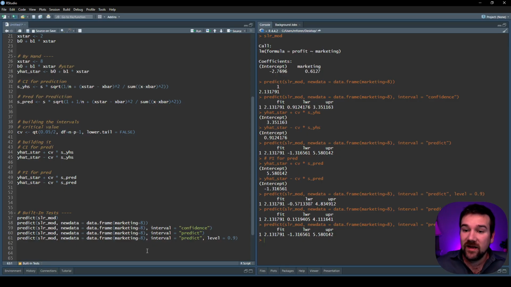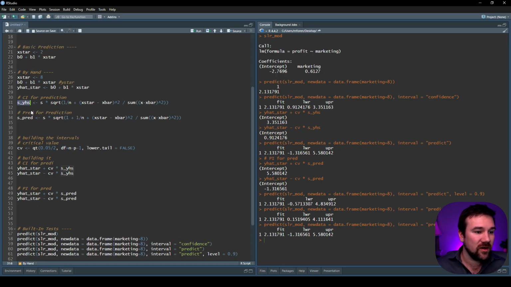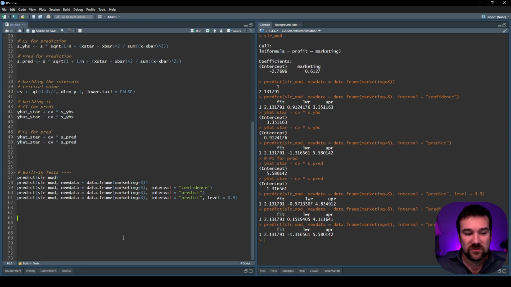So in any case, this has been how we do prediction for simple linear regression in R. We talked about how to do some basic prediction, how to build up our standard error for the confidence interval for prediction, how to build up the standard error for the prediction interval for prediction, and then how to use both of these to actually create the intervals. Finally, we covered how do we do the built-in tests in R, which had this weird data frame thing, but once you get the hang of it, makes calculating confidence and prediction intervals really, really easy.